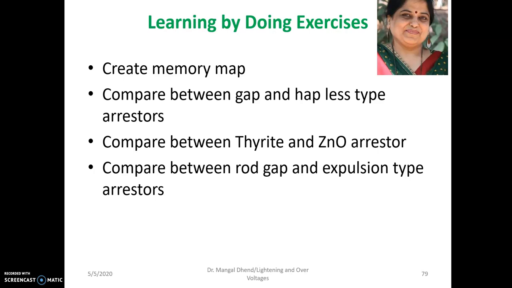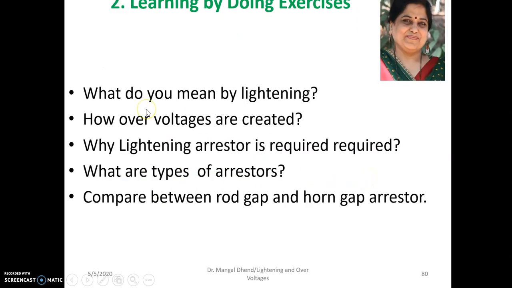So I will request you to do learning by exercises. While doing exercises, create a memory map. Already I told you what a memory map is. If you create a memory map, all the information you can retain in your memory very easily, and you can score with all the points. So create a memory map for comparison between gap and gapless type arrestors. Compare between thyrite and ZnO arrestor, that is gap and gapless type, but here you can just talk about the details of the material and material characteristics. Again compare between rod gap and expulsion type arrestors. You can go through the earlier slides also.